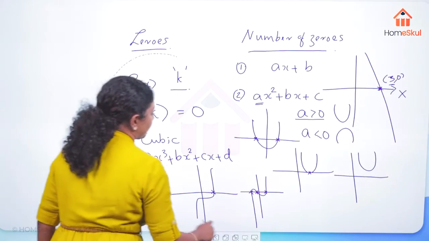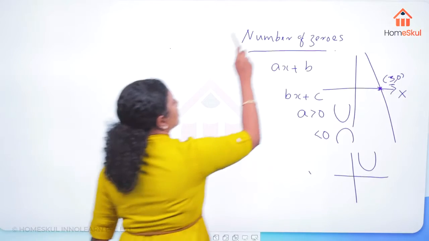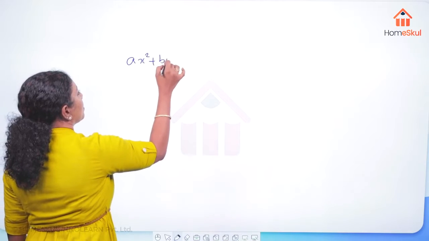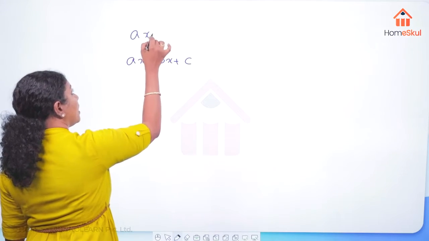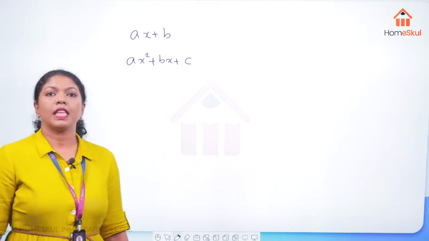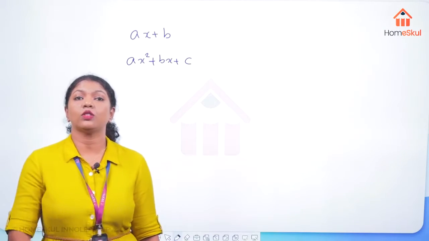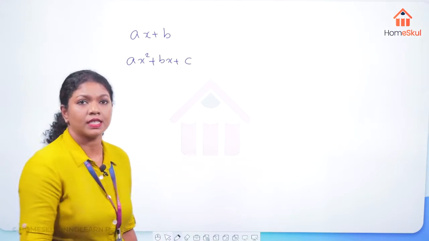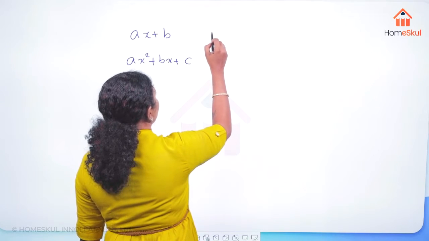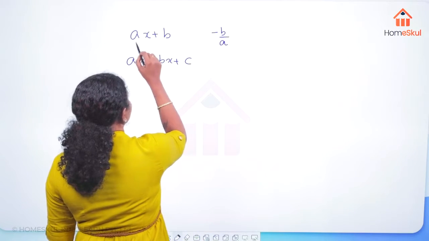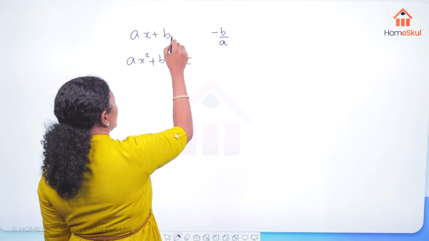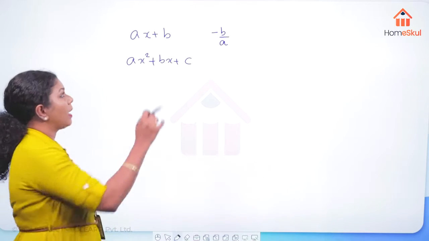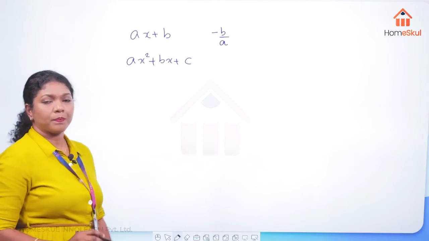Now the next thing is, if you have ax square plus bx plus c. Let us start with the linear polynomial ax plus b. You can find the zeros using the coefficients also. How will you find the zero of a polynomial using the coefficients? It is minus b by a. That means the value of x for which ax plus b becomes 0, the polynomial becomes 0, is minus b by a.